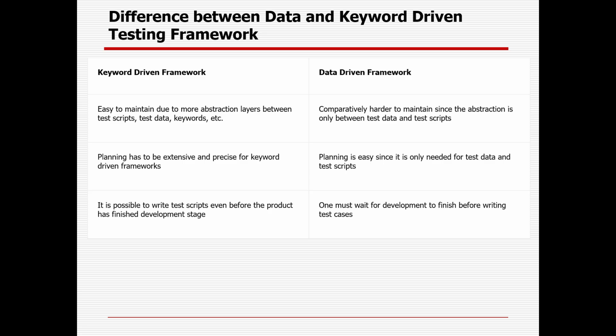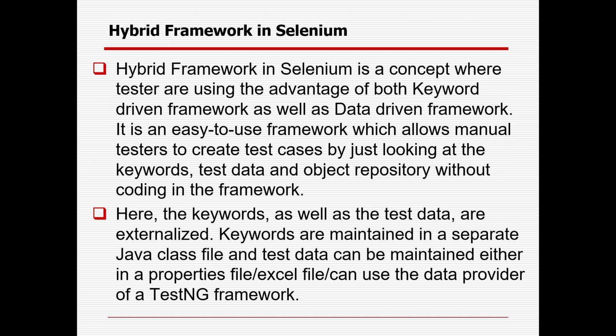In the keyword driven framework, it is easily possible to write test scripts even before the product has finished the development stage, but for the data driven framework, one must wait for the development to finish before writing the test case and executing it. So these are a couple of major differences between the data driven and the keyword driven framework in real time as well. Now, what is the hybrid framework? As of now, we learned about the data driven and keyword driven, but what is hybrid?